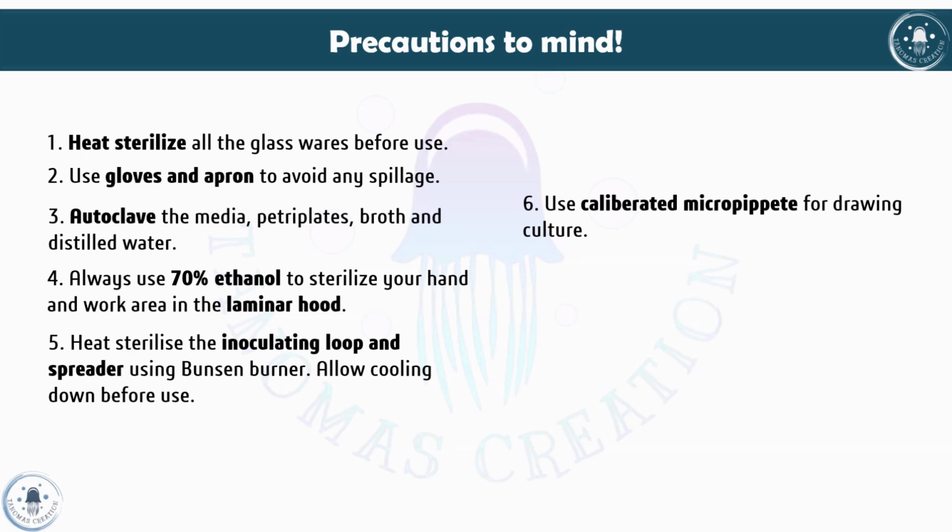The sixth one is always use a calibrated micropipette. You need to take 0.1 ml, so before that you need to calibrate your micropipette to 0.1 ml, otherwise you will not get an appropriate amount. So you need to do the calibration for drawing the culture. Seventh is to keep the culture plates in inverted position in the incubator.